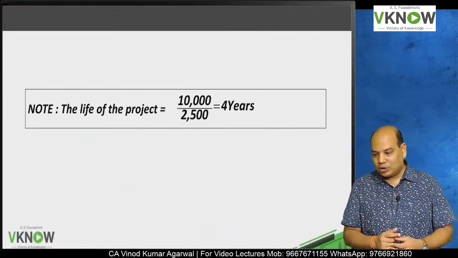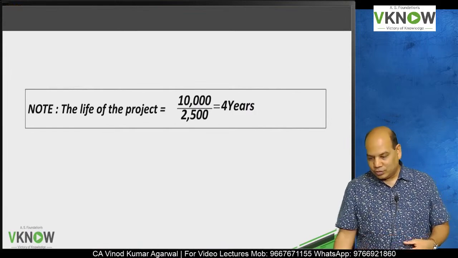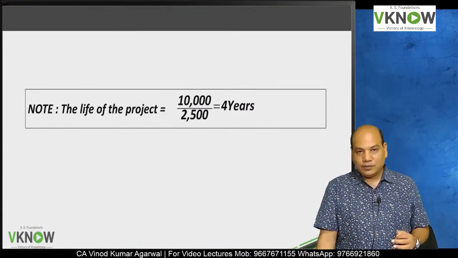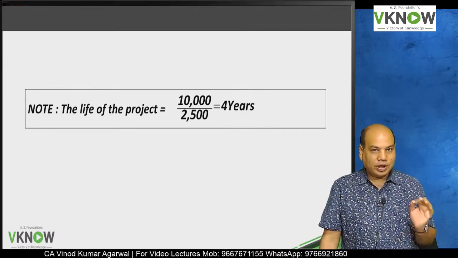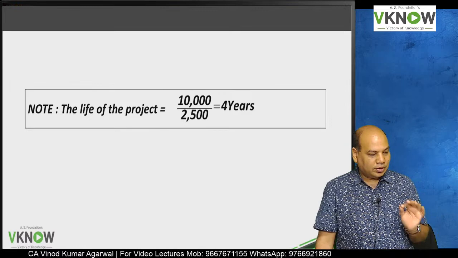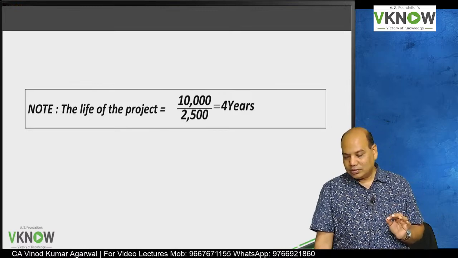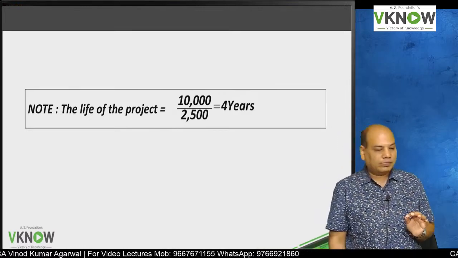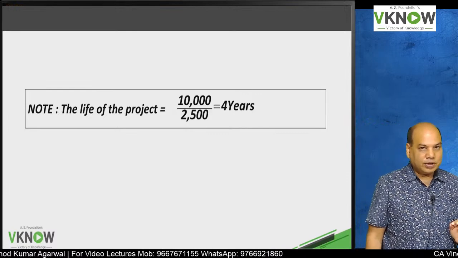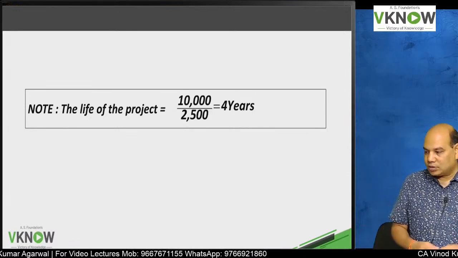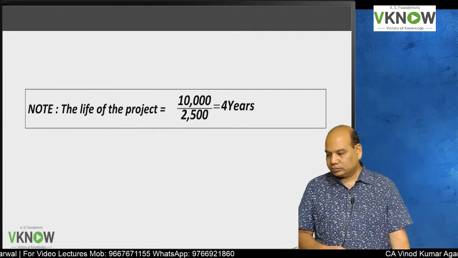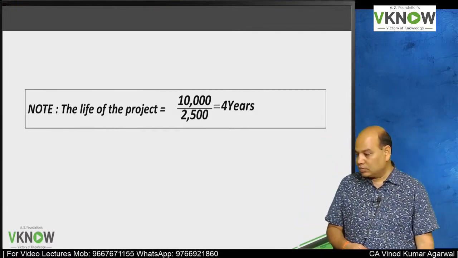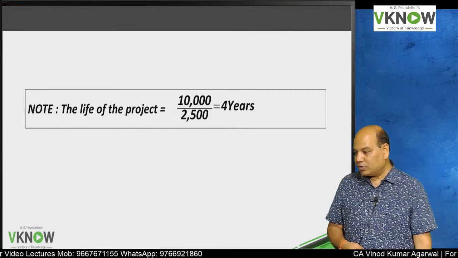Just write one note below. The life of the project was not given, so I'll make a working note for you. Life of the project is equal to 10,000 divided by depreciation 2,500. So the life of the project is 4 years. Is it right now? Life of the project is 4 years.